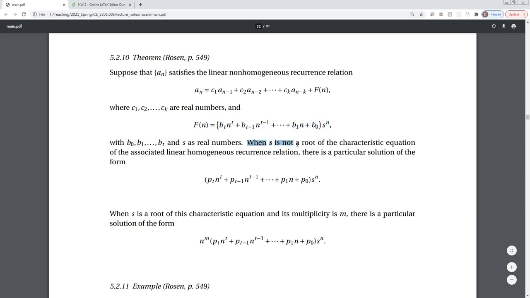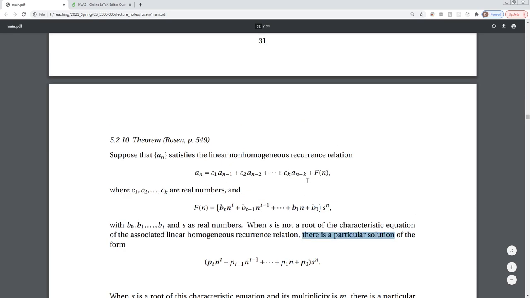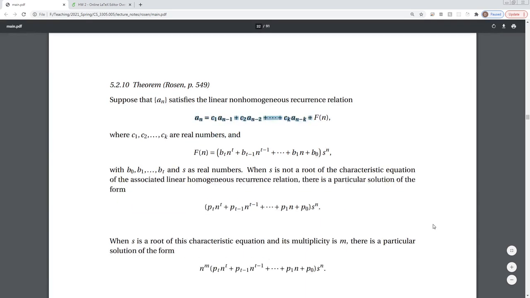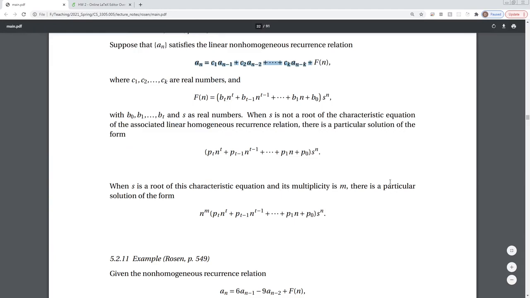Right? So then, when S is not a characteristic root of the associated linear homogeneous recurrence relation, so this S right here, the exponential part, if that appears, then, so we're still solving roots, right? Like this part right here, we still need to do that. We still need the homogeneous solution. But now we're doing a little bit extra to solve in case you have something of this form. Okay? So if the function that is given to you is not one of those roots once you've solved the homogeneous part, then the particular solution that gets generated has this form, right?